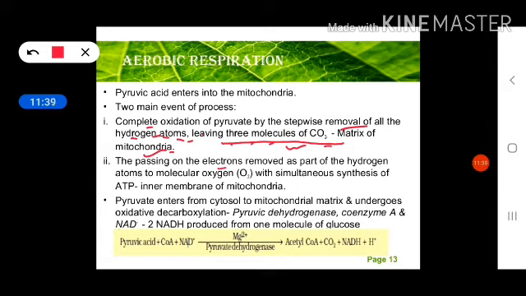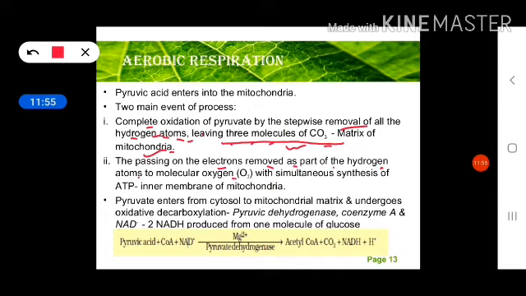Pyruvate dehydrogenase is the complex enzyme which performs three different functions. One is decarboxylation, meaning removal of CO2. Second one is removal of hydrogen, that is dehydrogenation. And third one is acetylation. Acetylation means addition of an acetyl group.